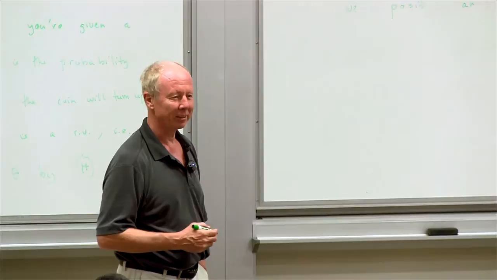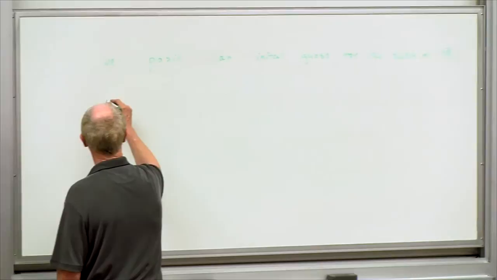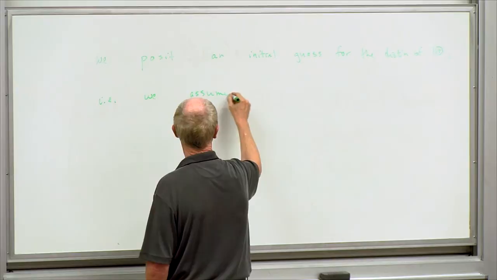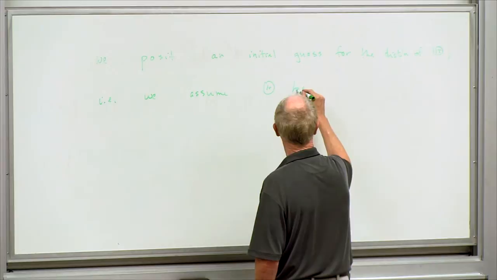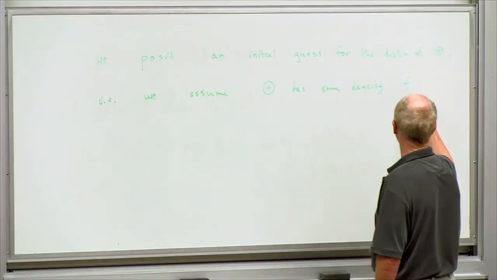We posit an initial guess for the, we assume theta is distributed according to, it has some density, F sub capital theta. This is called the prior distribution.